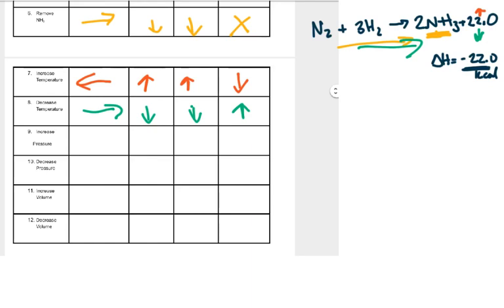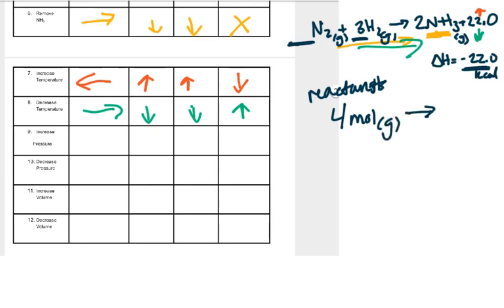And then finally, pressure. So I told you guys pressure only affects gases, right? But all of these in this equation happen to be gases. So then we have to take a look at the number of moles of gas on each side. So here I have 1 mole of nitrogen plus 3 moles of hydrogen. So on my reactant side, I have 4 moles of gas. And then on my product side, I have 2 moles of ammonia. So I have 2 moles of gas.